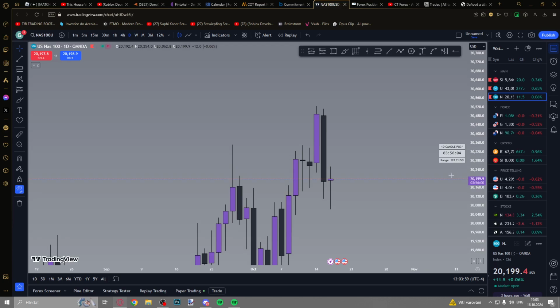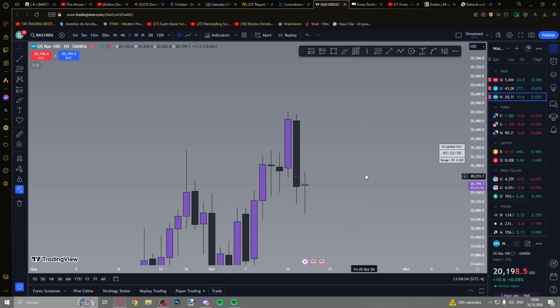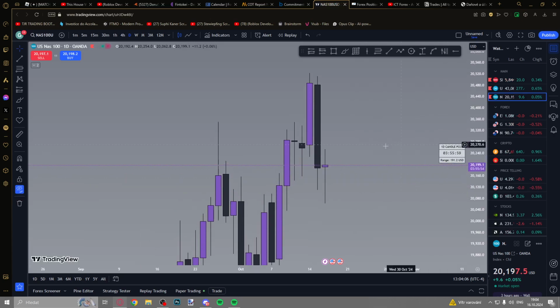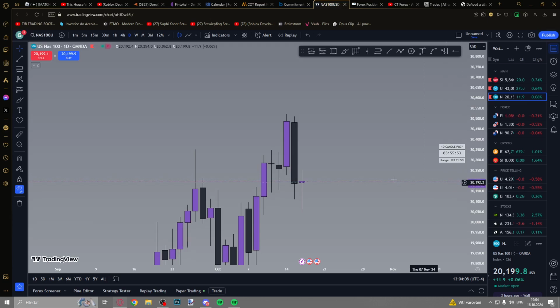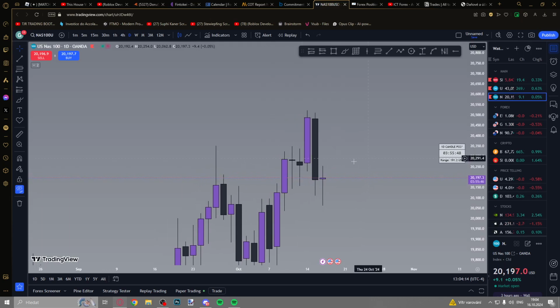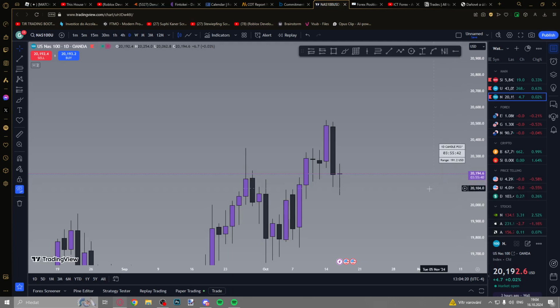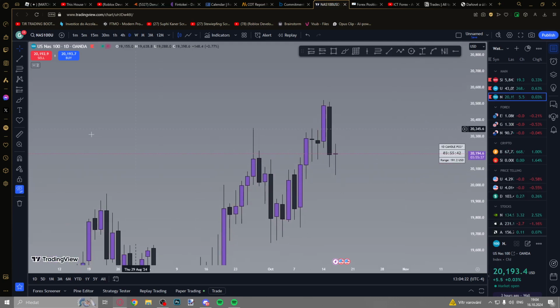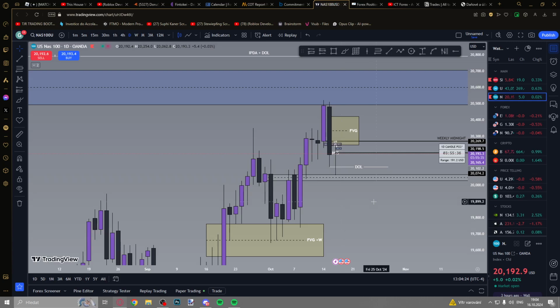So what we could have expected for today was pretty straightforward, but price just didn't give much from my part at least. I was bearish until a PD array, which I'm going to show in a second. So I was bearish, basically just waiting for it to go down and then go up. So yeah, let me just take out my drawings.